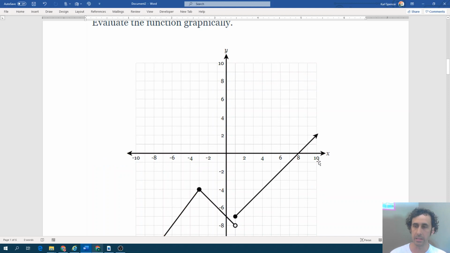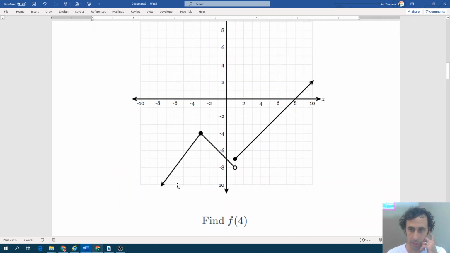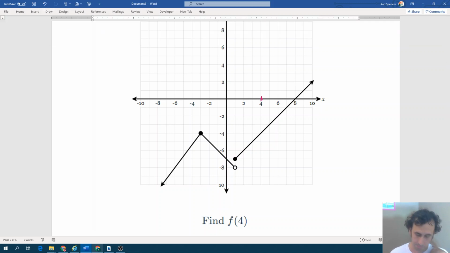So, if we're being asked to graph a piecewise function, what does that mean, or evaluate? So here we have a piecewise function. Looks like 3 different parts to it. And we're being asked to find what is the value at f of 4. So for this problem, to evaluate this, we're going to go to the x value of 4. And we're going to see, what is that y value when x is 4? And right there, that's where our graph is. That's the line that happens. So when x is 4, that y value in this case is going to be negative 4.